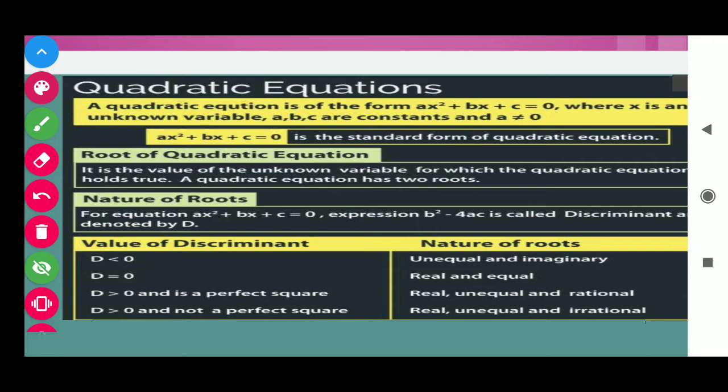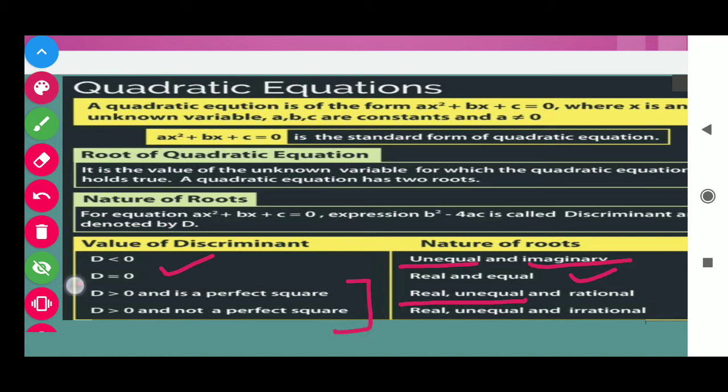Suppose students, if discriminant is negative, then roots are unequal and imaginary. If discriminant is 0, then roots are real and equal. If discriminant is greater than 0, then roots are real and unequal. But students, आप यहाँ देख सकते हैं, I have made here two parts.